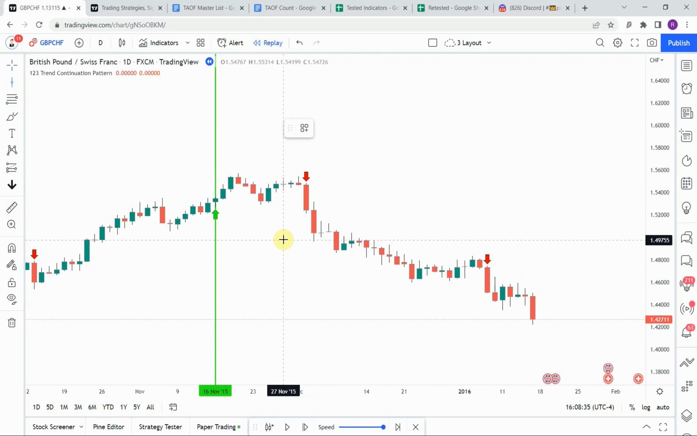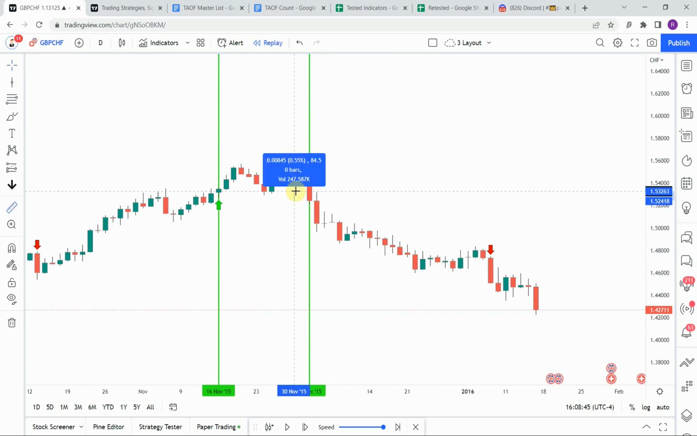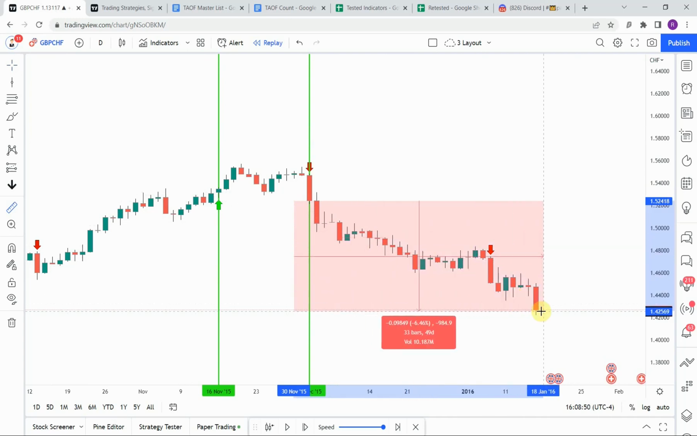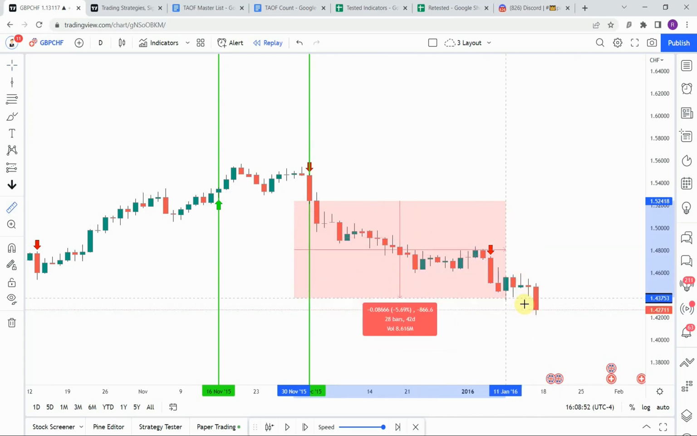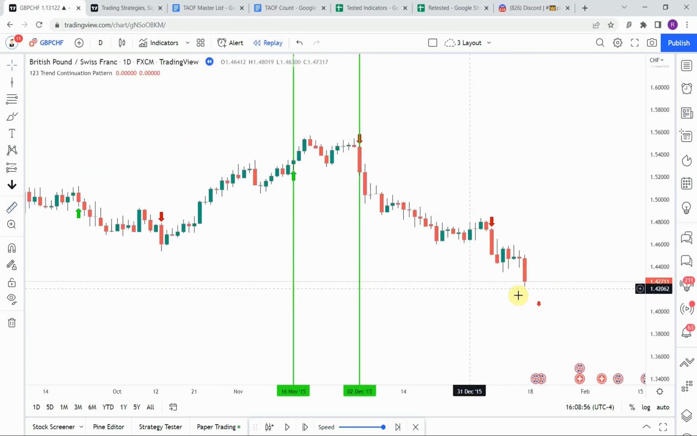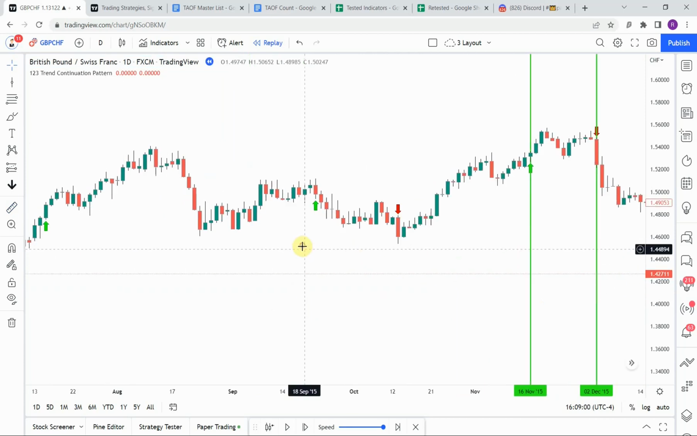And then on the reverse side, we have the red arrows like this here, and those are going to be our short signals. As you can see, we got the signal there, and we had a really nice push to the downside, over 900 pips right there, and it looks like it's still kind of working its way down. And so these are examples of the signals.